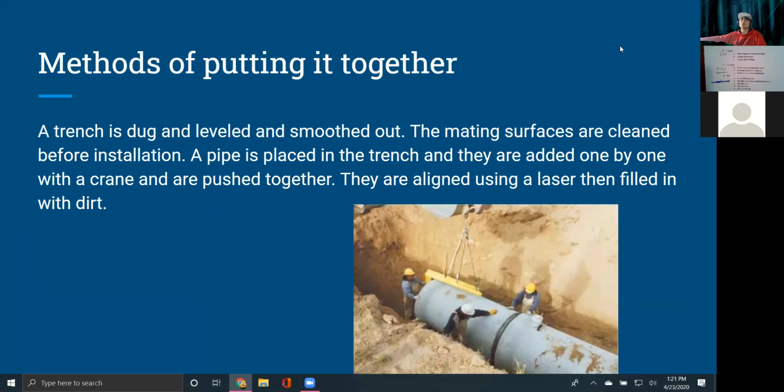When they put concrete pipes together, they basically dig a trench, then they clean the pipes off, lift them down into the trench with a crane, and then they line them up with a laser, and then put them together.